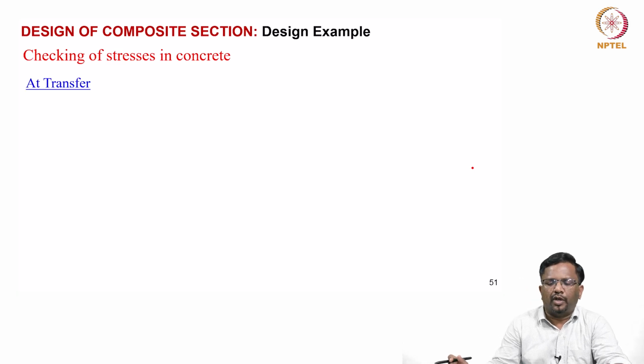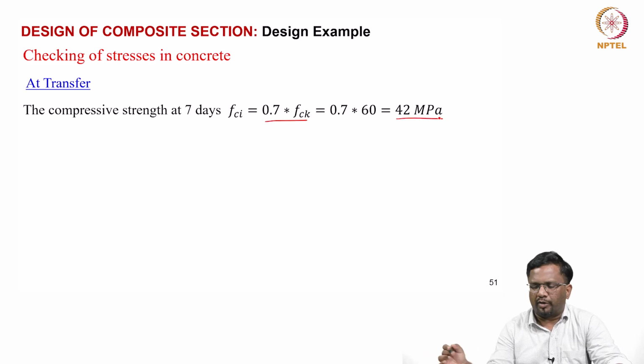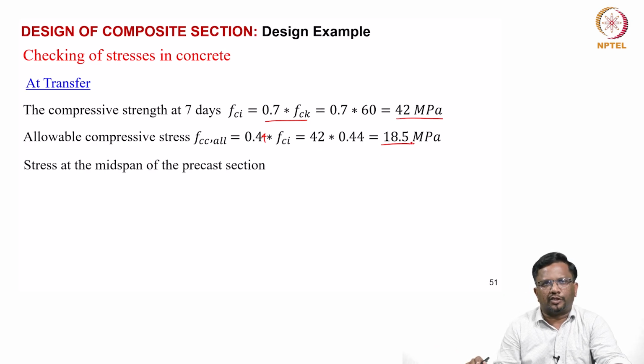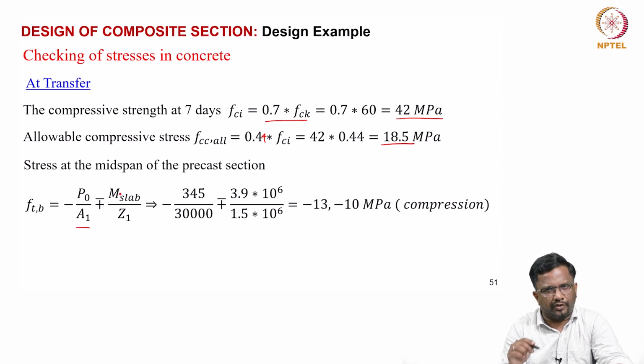So how do we do? At transfer, the compressive strength at 7 days, let's say that we are transferring at 7 days. So 0.7 into FCK is 42 megapascal and the allowable compressive stress is 0.44 times FCI, that works out to be 18.5 megapascal. So stress at the midspan when we calculate P0 by A1 while you transfer, right? So this is only at the transfer.